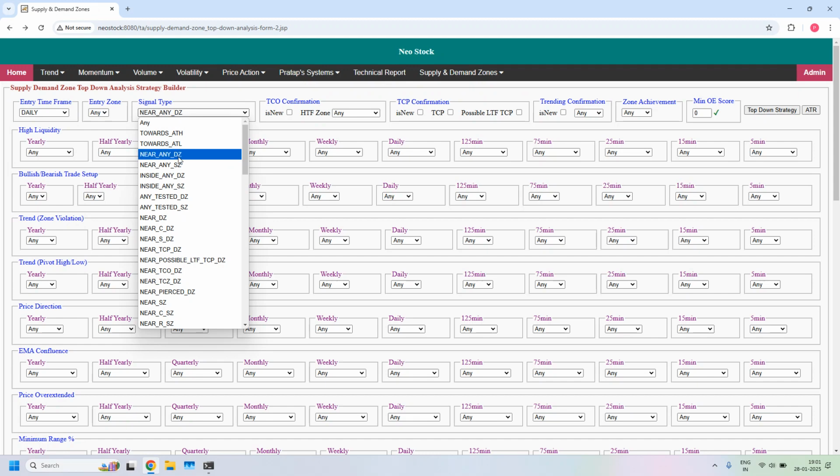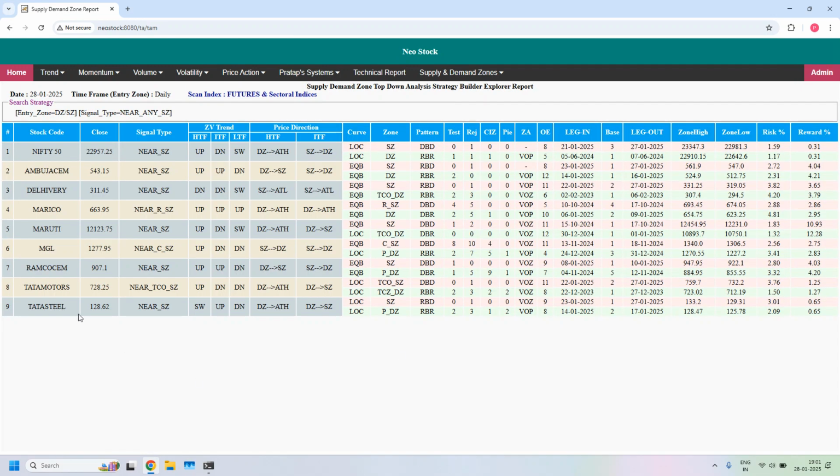Let us find the stocks near daily supply zone. We got 9 stocks. Out of these 9, how many supply zones are having high liquidity zones? Let us verify. Marico is having a high liquidity daily supply zone. MGL is having a high liquidity zone. That's it. We have identified 2 high liquidity daily supply zones from this list.